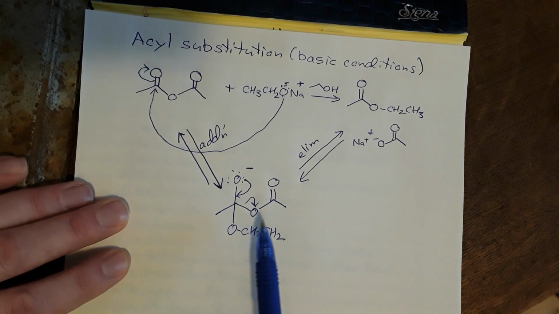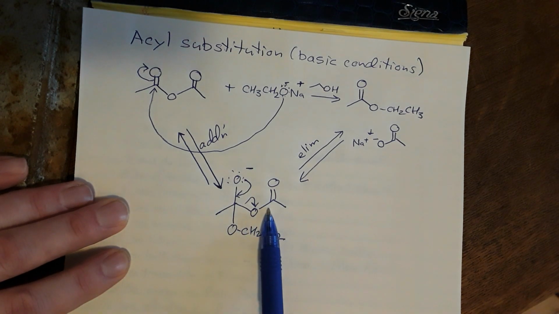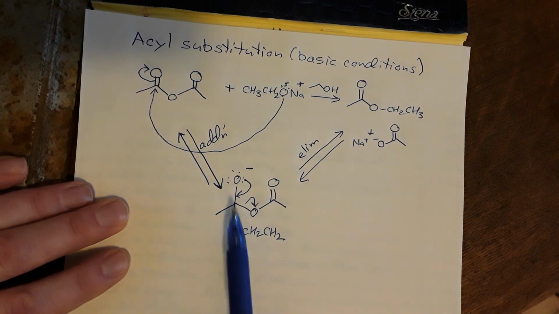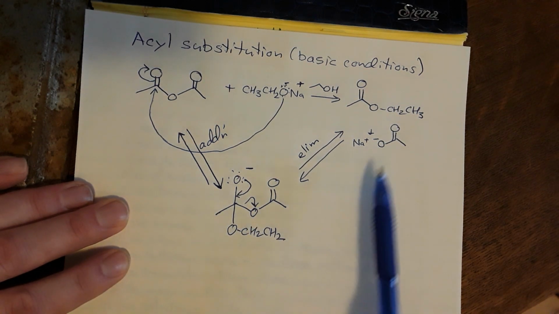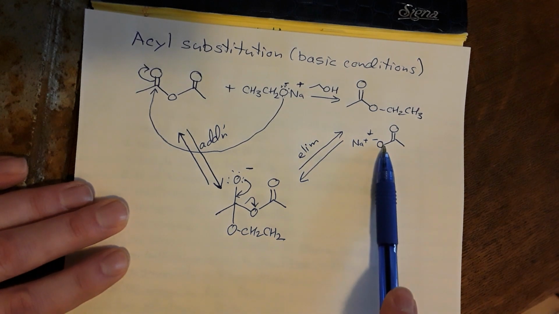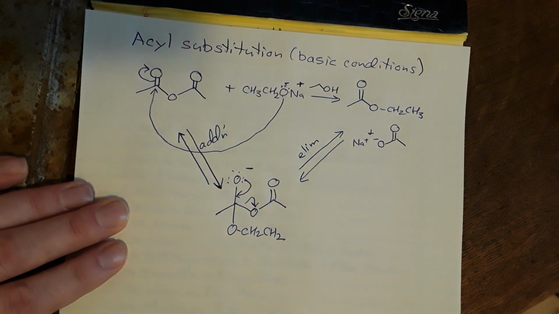So again, the one intermediate in this reaction has no positive charges on it. It has one negative charge on it, and then the product, the kicked out leaving group, has that negative charge. Pretty simple, pretty straightforward.